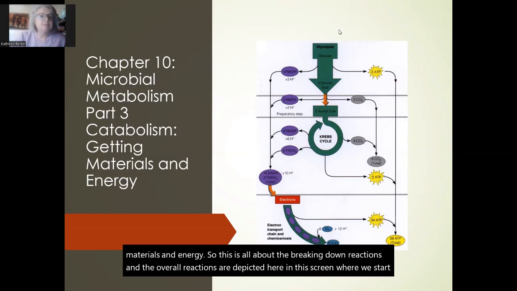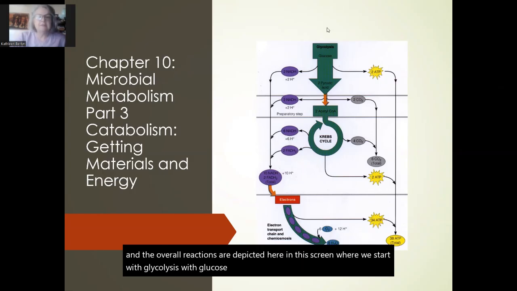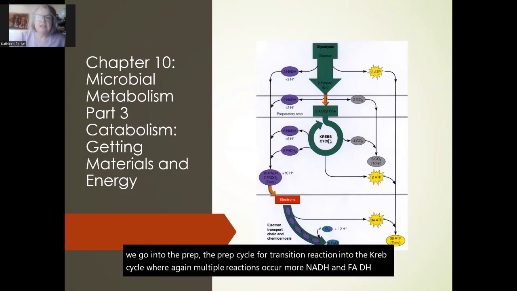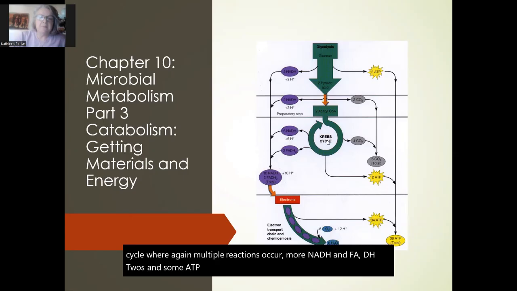we start with glycolysis with glucose as the substrate. As we go through all the steps of glycolysis, we end up with 2 pyruvates, and we get a couple of ATPs out of the deal and some NADHs. And then we go into the prep cycle for transition reaction into the Krebs cycle, where again, multiple reactions occur, more NADHs, some FADH2s, and some ATPs as we continue to oxidize the pyruvates.